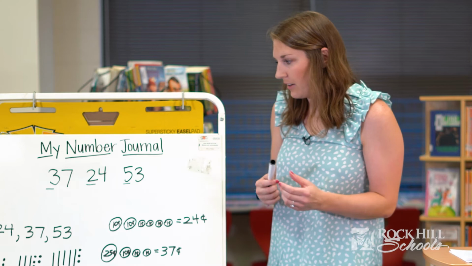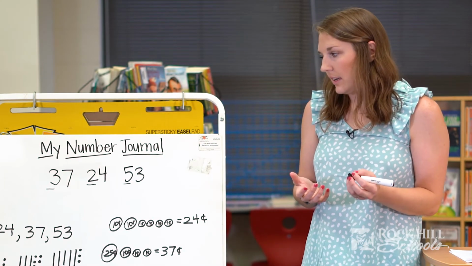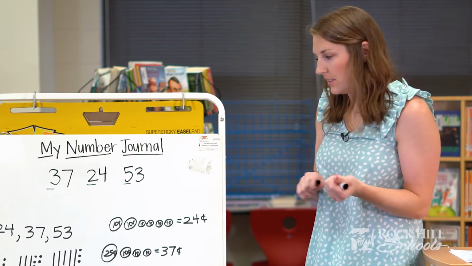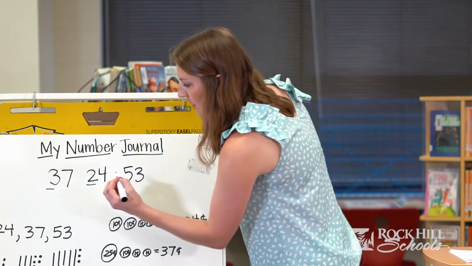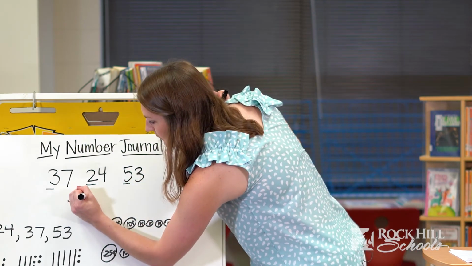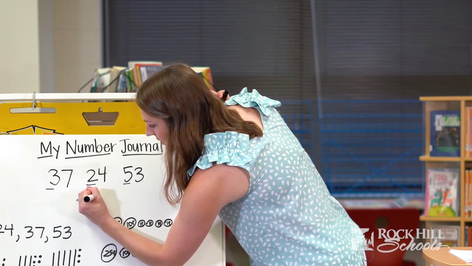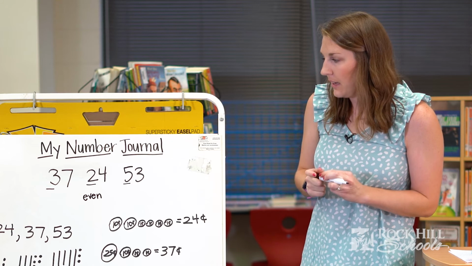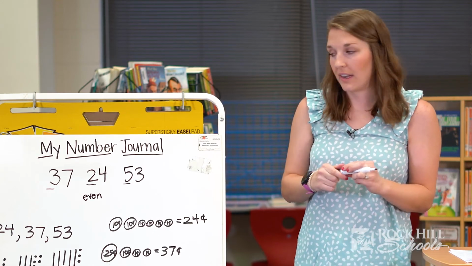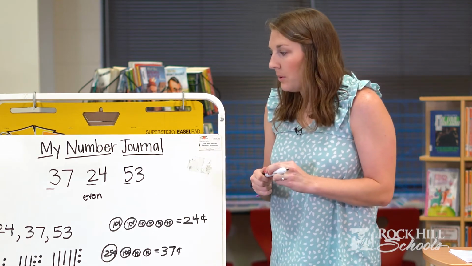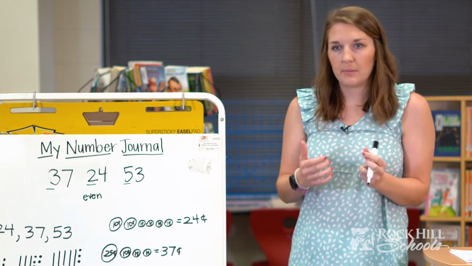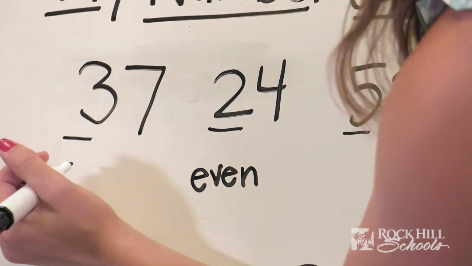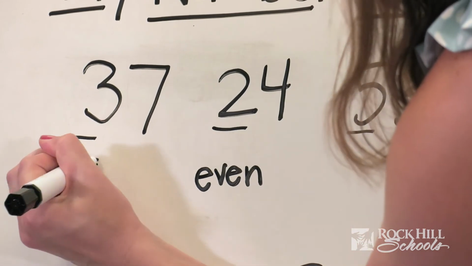So if we take our 24, we want to look in our ones place, and we know that 4 is an even number, so 24 is going to be even. I'm just going to label this underneath. All right, then if we go to 37 and look at the 7, we know that 7 can't be split evenly because there would be 4 in one group and 3 in the other, which makes 37 odd.